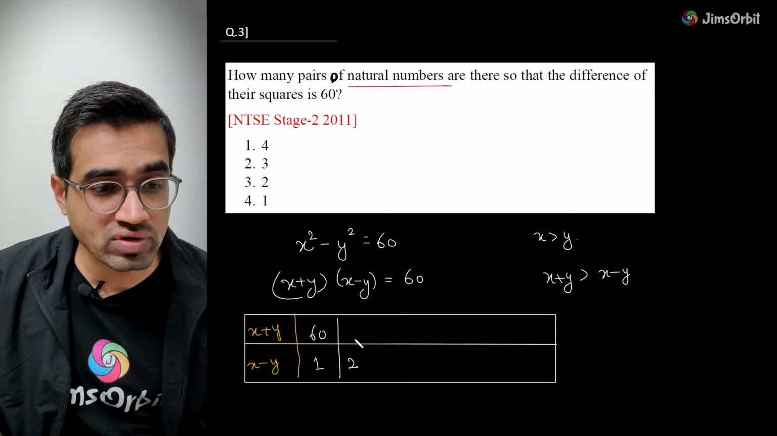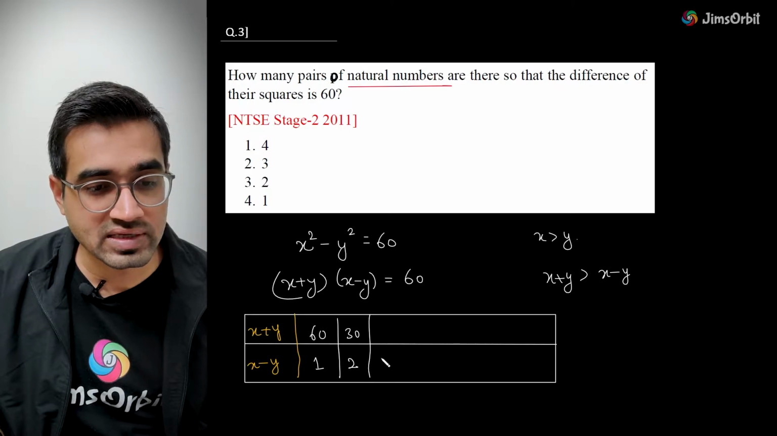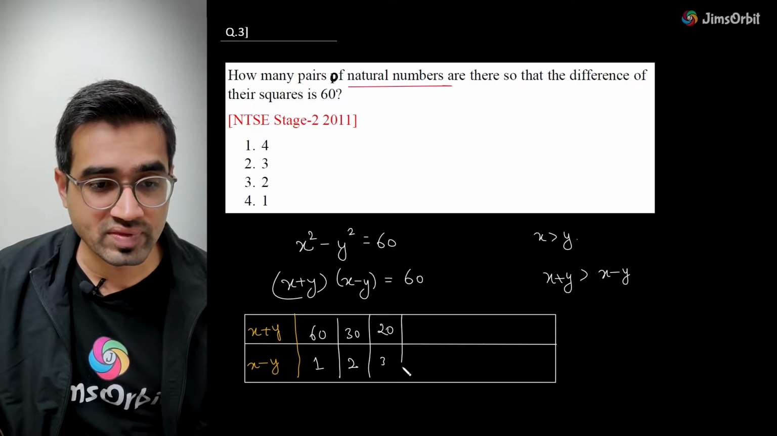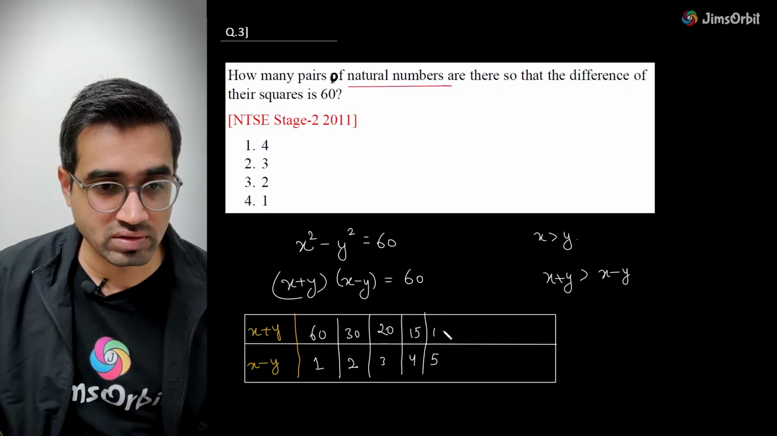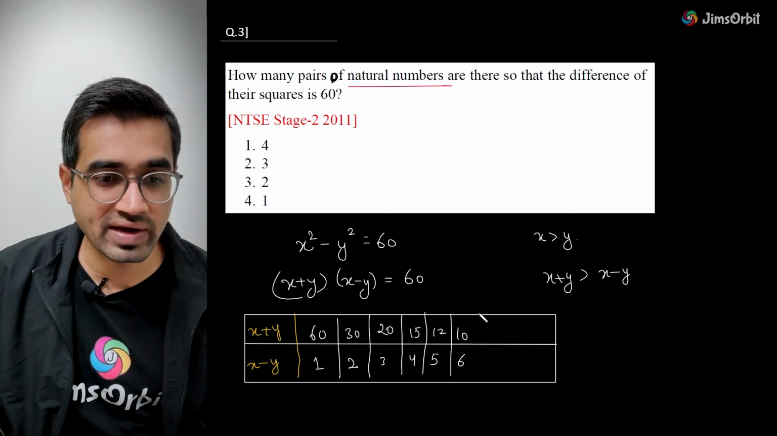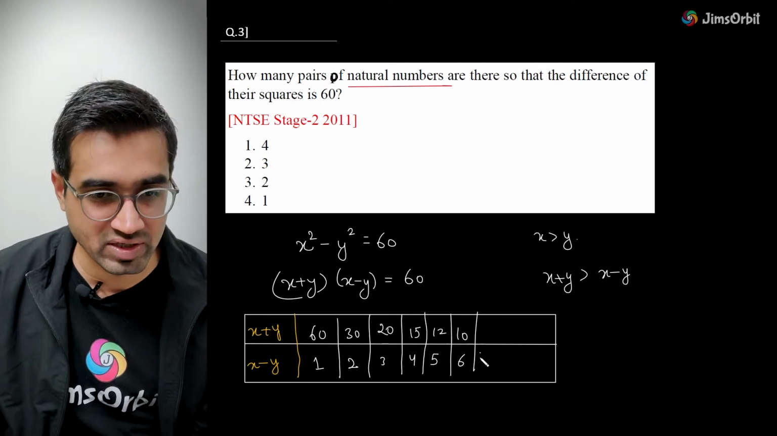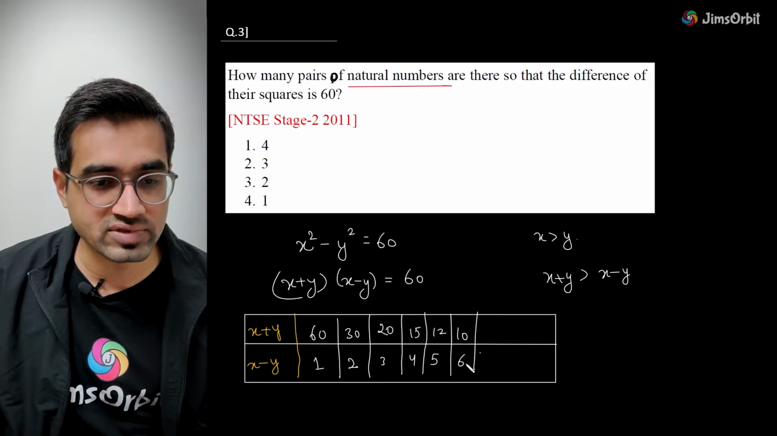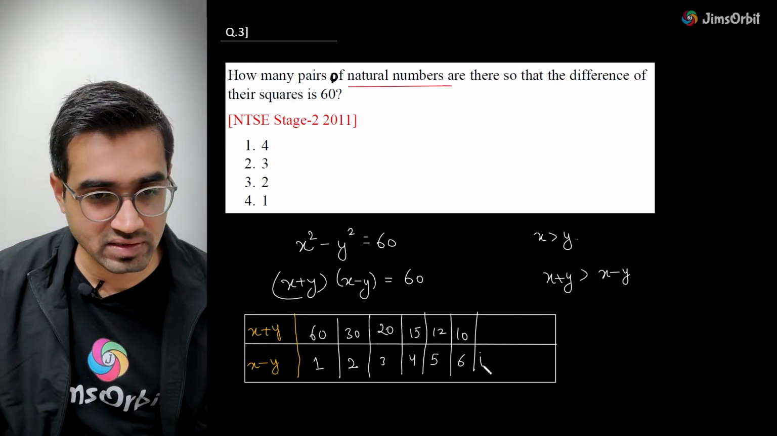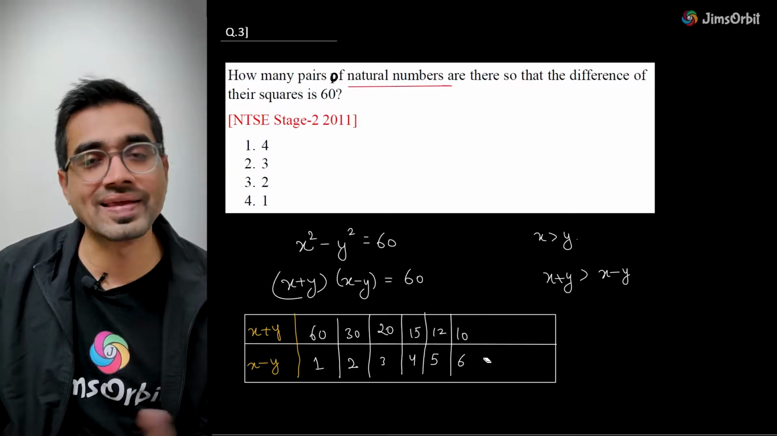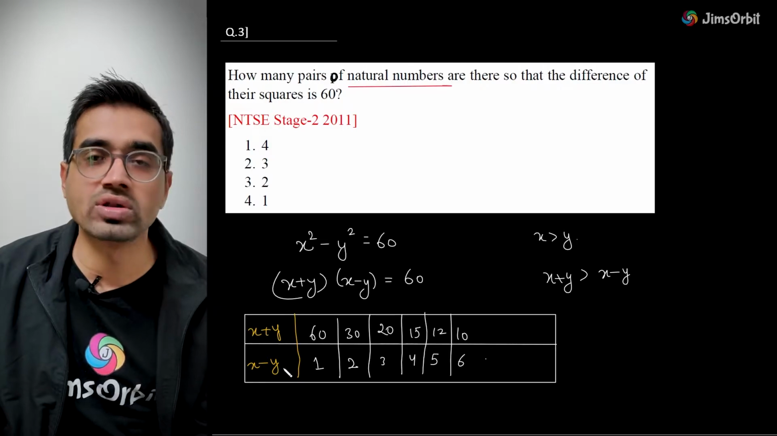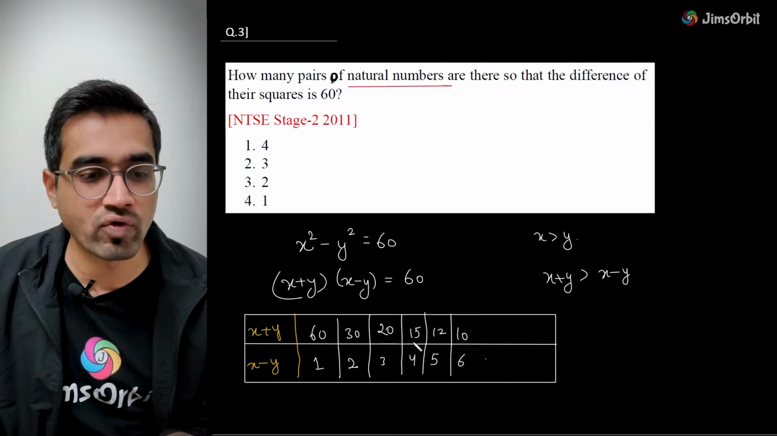Now x minus y can be 2, and x plus y can be 30. This can be 3, and this can be 20. This can be 4, and this can be 15. And so on. You have to go on. Writing the factors of 60 is not a big number to be worried about. 6 is gone. 8, 9, 10. 10 is there, so this cannot be 10. You stop now. Why? Again the same rule: x plus y has to be more than x minus y. You cannot go for any other number.